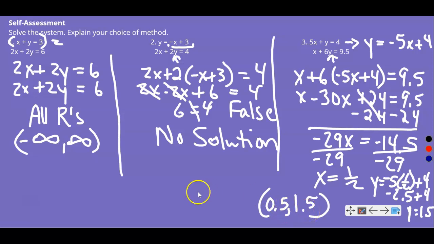There is one solution for number 3, and that one solution is 0.5 and 1.5, or 1/2 and 3/2. If you wrote it as 1/2 and 3/2, again, that's the same thing. That's a different way to write the answer, just an equivalent expression, and that would be correct as well.